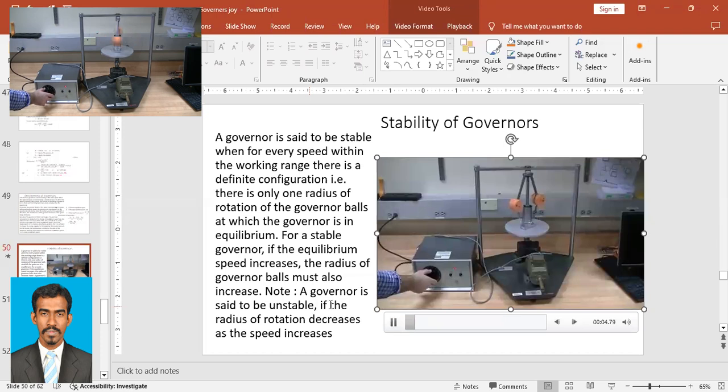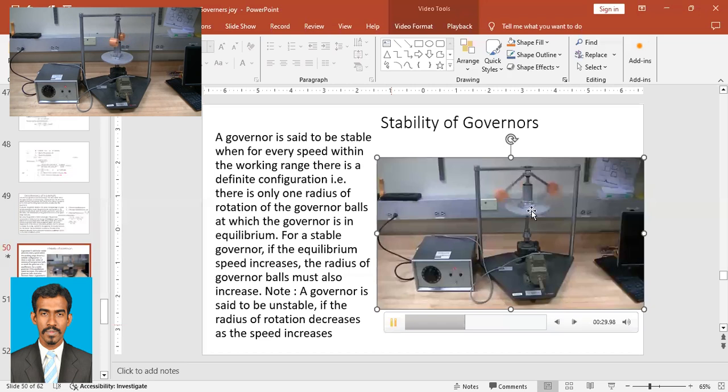Note, a governor is said to be unstable if the radius of rotation decreases as the speed increases. So when you increase the speed here, the radius must increase. You see here, this is the radius of the bolts. It should increase. When the speed increases, the radius increases. When the speed decreases, the radius decreases. This is a stable governor. If it is unstable, the opposite scenario may happen. At this particular speed, this is a radius.